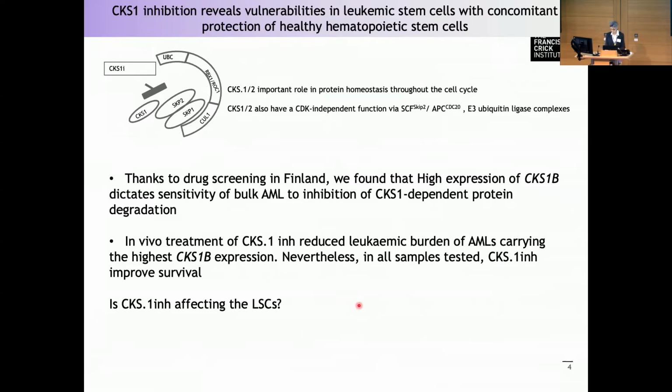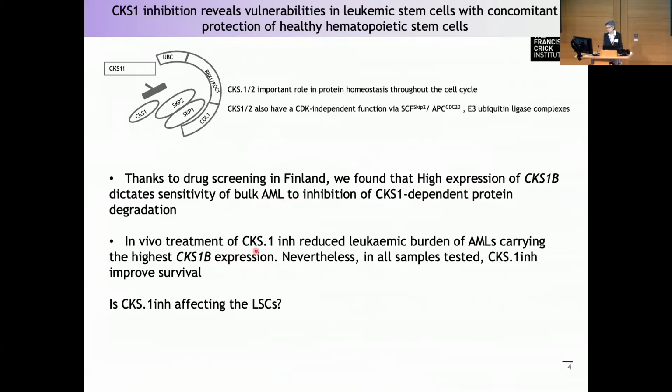Thanks to a screen that was done by a Finnish collaborator, they screened a CKS1 inhibitor on a number of AML patients, more than 150. And they found that there was a good correlation between high CKS1 expression and the sensitivity of the bulk leukemia to being inhibited by the CKS1 inhibitor and protein degradation.